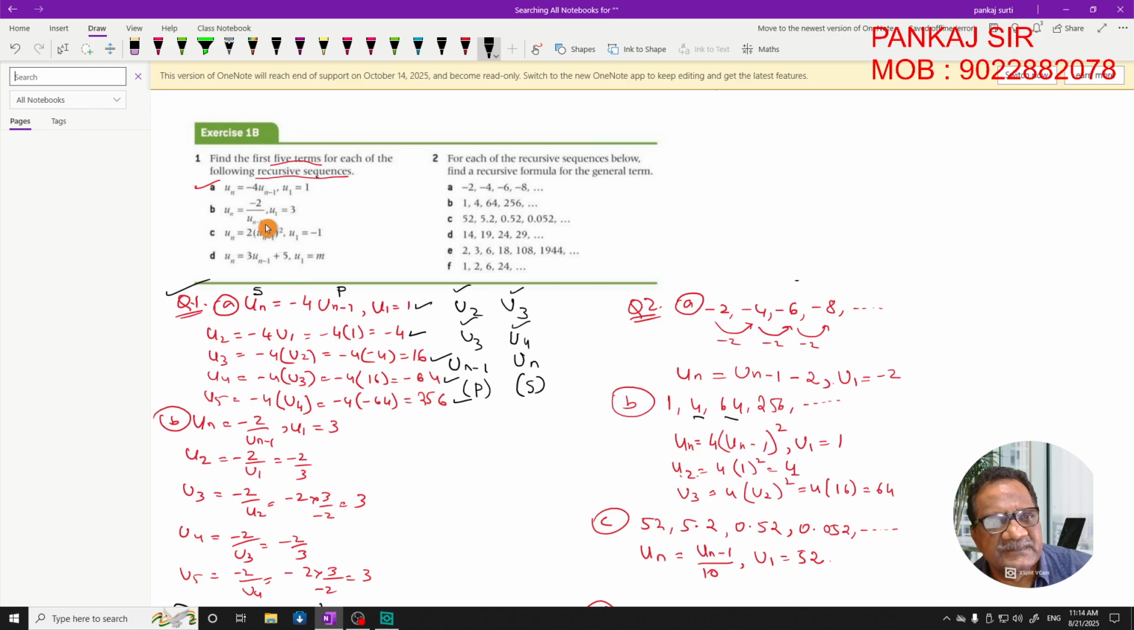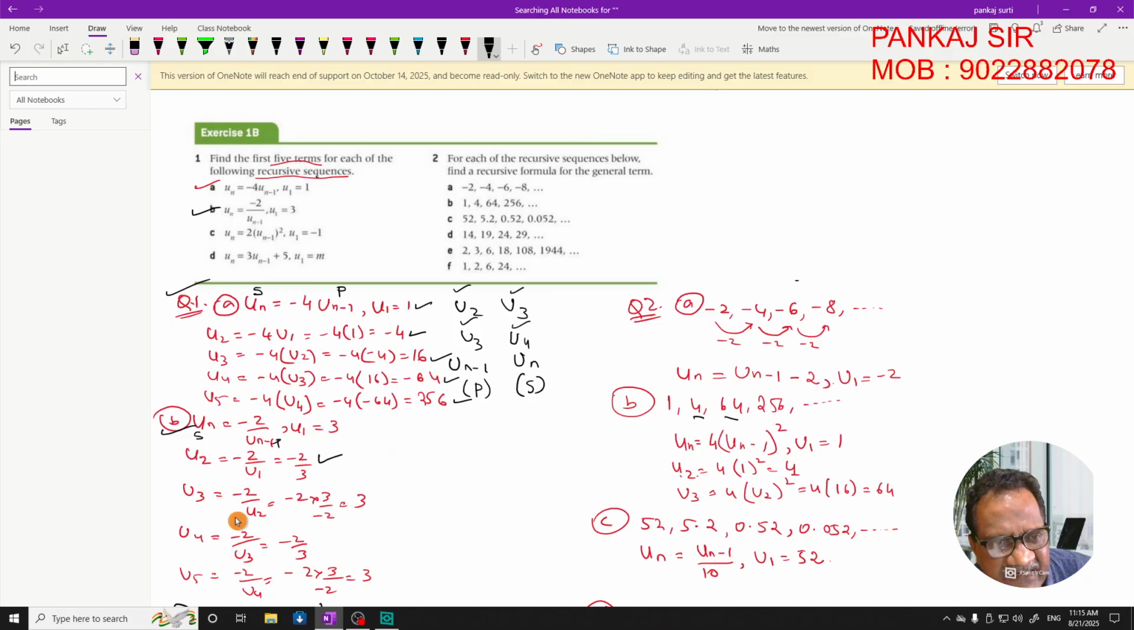Is that okay? Let us go for the B. The B says that un is equal to minus 2 upon un minus 1 and u1 is 3. First term is 3. So given that B, the general term is un is equal to minus 2 upon un minus 1. As I told you, un minus 1 is nothing but the previous one, and un is the successive. Okay. So if you take u2 as your successive term, then your previous term will become u1. So u2 is equal to minus 2 upon u1. And when you substitute the value of u1 equal to 3 in this, you will get minus 2 upon 3. So you get u2 is equal to minus 2 upon 3.